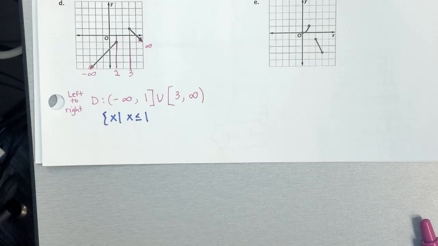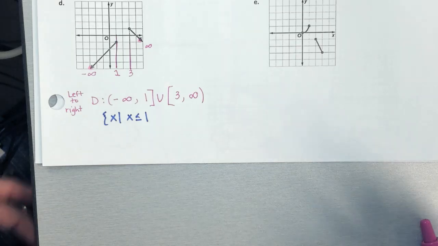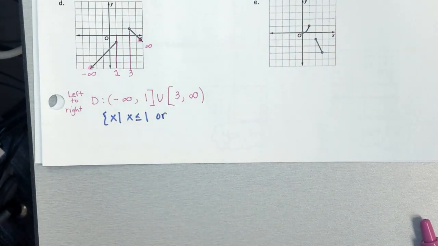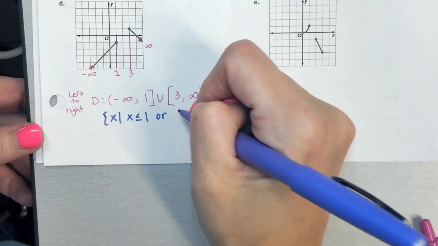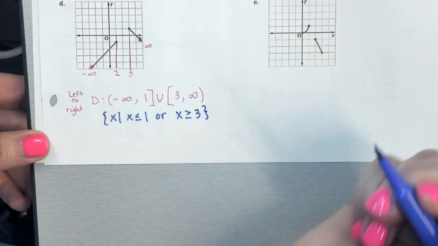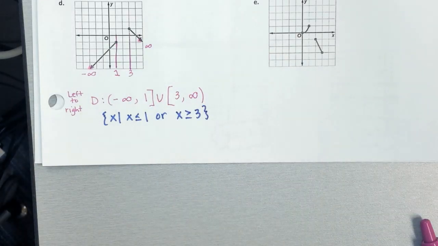This union means or. And or implies that something can't happen at the same time. So it's either that these numbers are less than or equal to 1 or they're above 3. So it's or they are greater than or equal to 3. Okay, so there's no number that's both less than 1 and greater than 3, which is why we're connecting it with that or value.